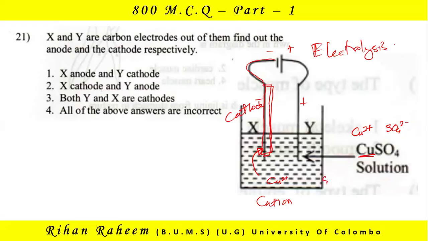On the other side, SO4 2- is the anion. The anion will get attracted to the positive electrode of the electrolysis because that is connected to the positive terminal of the battery. When the anion goes to that place, it is known as the anode. Cation moves towards cathode, anion moves towards anode. So from that itself, we can understand X is cathode, Y is anode. The second one is the answer.